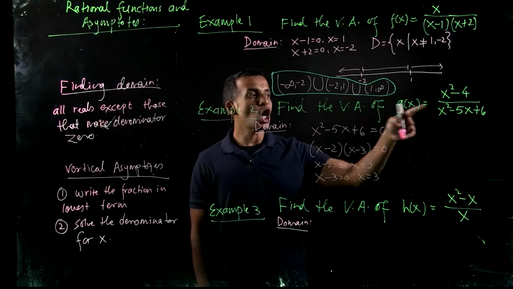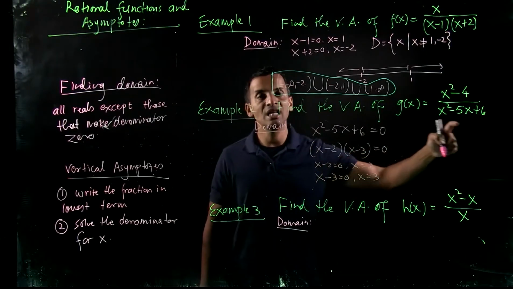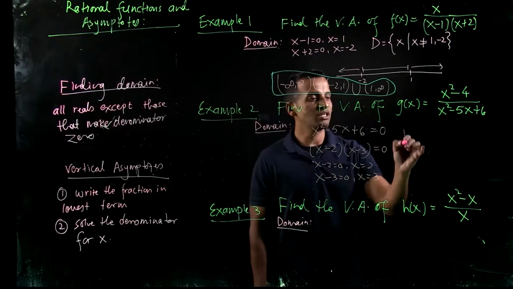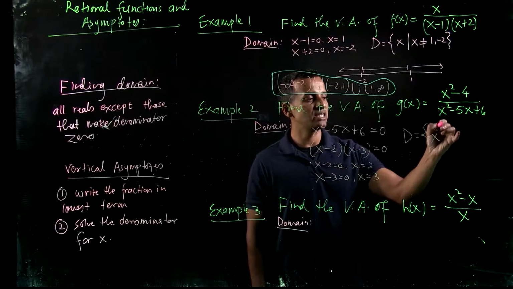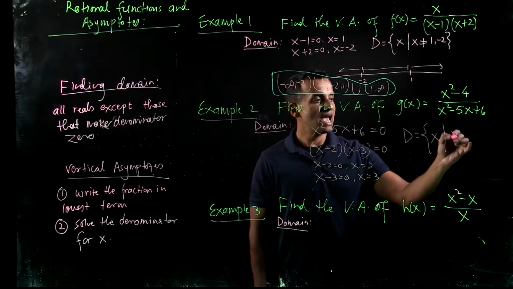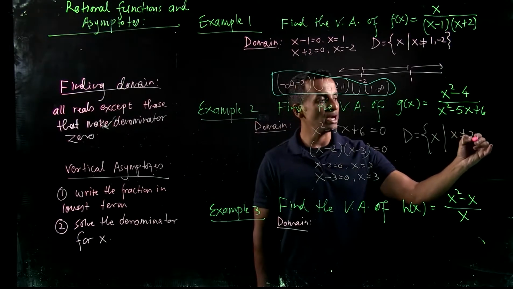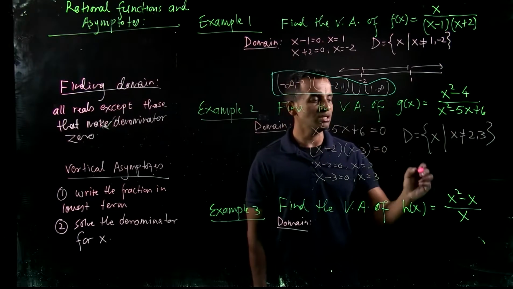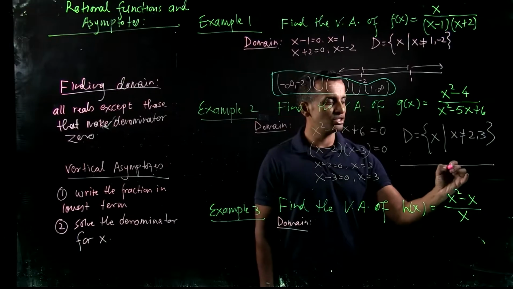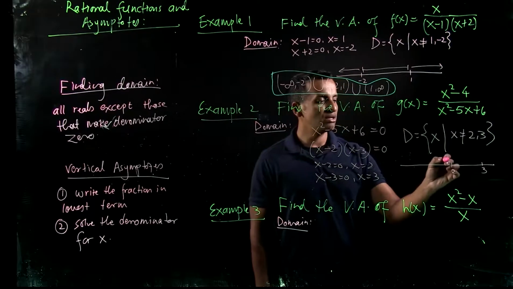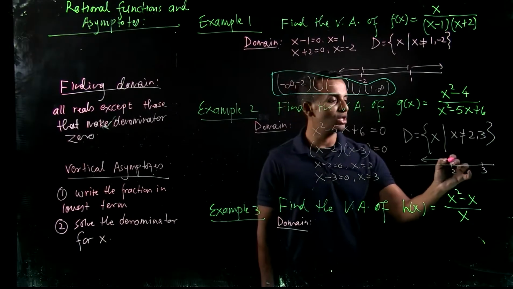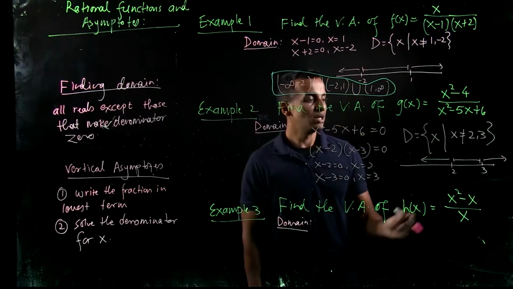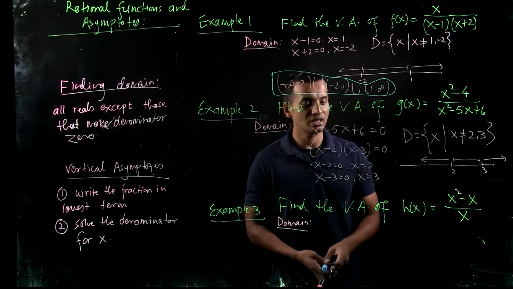So the domain is all the real numbers except those that make the denominator 0. That means except 2 and 3, right? So how do you write the domain then? The domain is all x such that x is not equal to 2 and 3, right? How do you write this using brackets and parentheses then? So there is 2, there is 3, all the real numbers x less than 2 are good, all the real numbers between 2 and 3 are good, all the real numbers right of 3 are good, but 2 and 3 are not good. They are not in the domain.